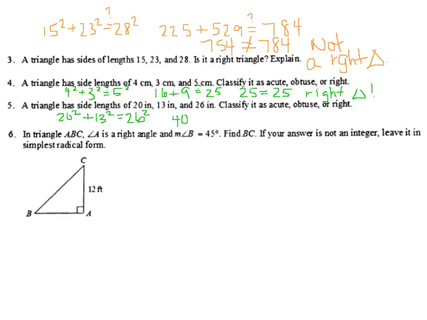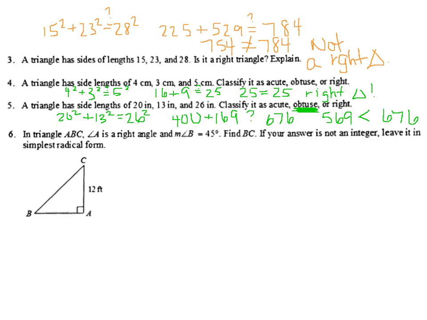20 squared is going to give me 400. 13 squared gives me 169. And 26 squared is going to give me 676. So I want to know what's going to be the relationship here. 400 plus 169 gives me 569 compared to the 676. So I know my hypotenuse is larger, and because my hypotenuse is larger, I know that means that I have an obtuse triangle.